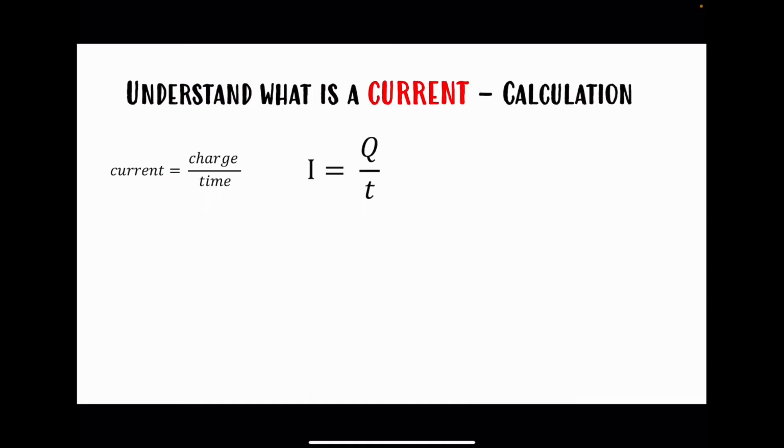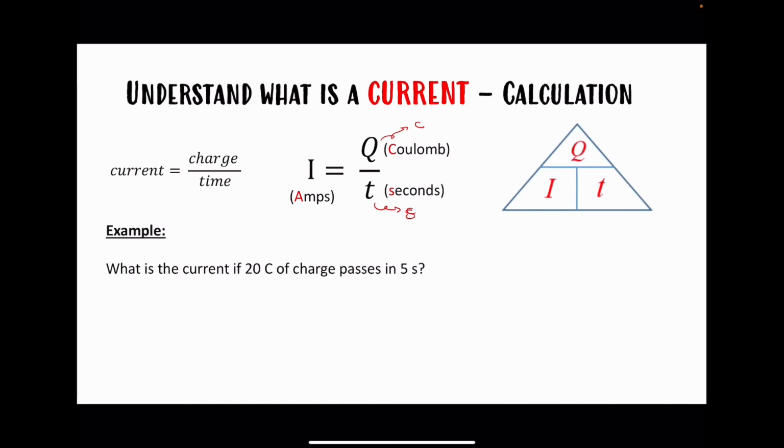So how can we calculate the current? We calculate the current just like the definition. It's the amount of charge going, in Coulombs, each second, which is the time in seconds. You can pause the video and solve the question.